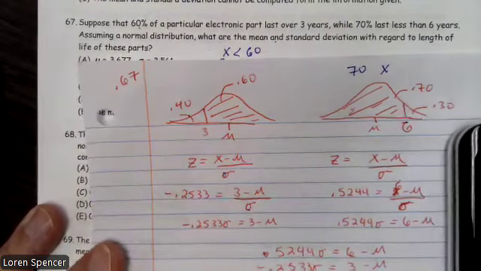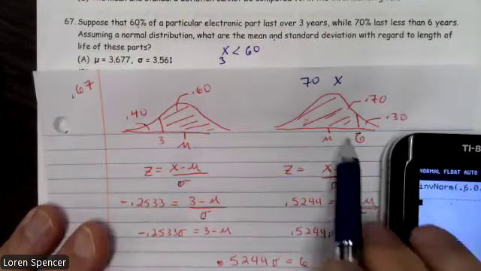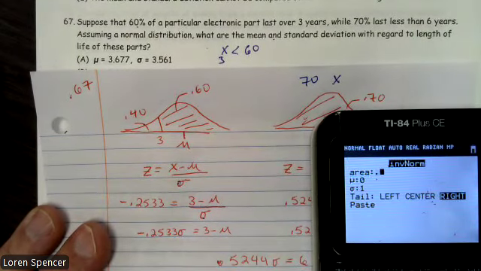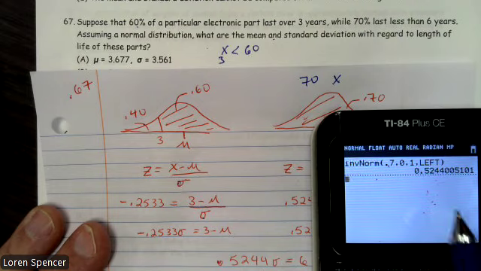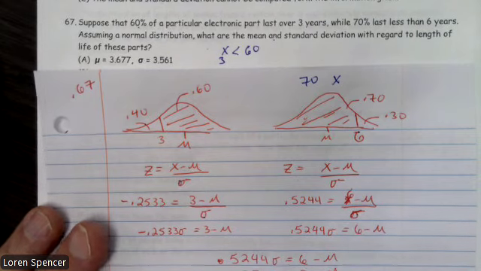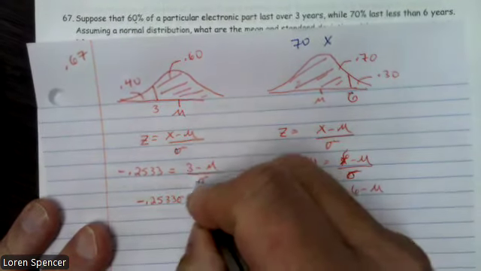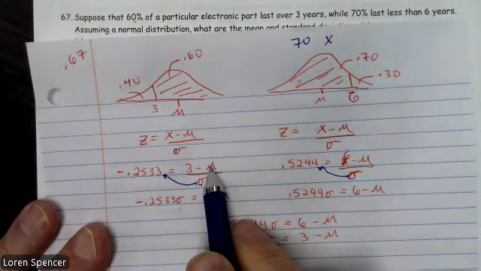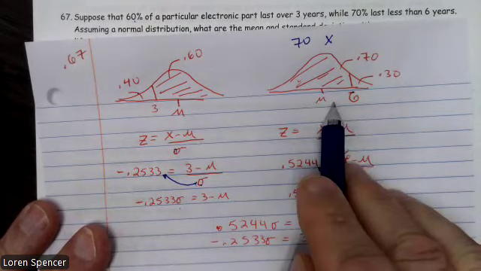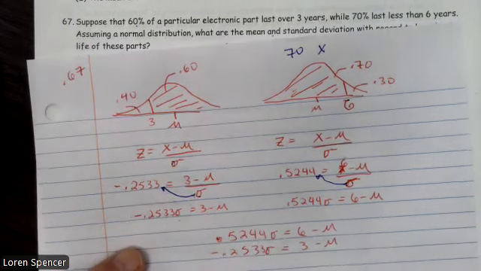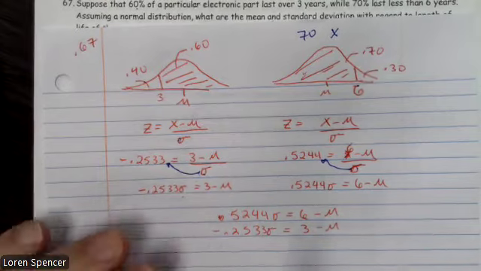Okay, doing the same thing for the second part, we have 70%, and we're coming from the left. So second vars, inverse norm, 0.7, coming from the left, and we have 0.5244 equals the 6. We don't know the mean. We don't know the standard deviation. Using a little bit of algebra, I'm going to just bring this up, and I'll do the same thing here, and I'll rewrite it. Because lo and behold, I have two equations. So they both have the same mean. They both have the same standard deviation because we're coming from the same distribution.